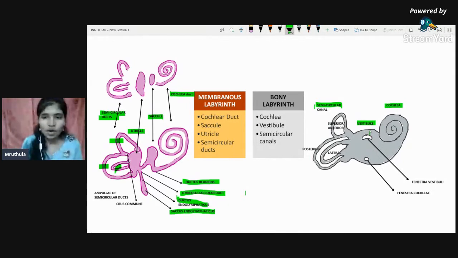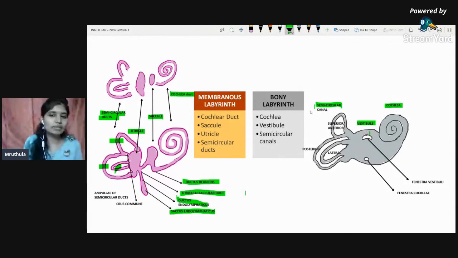On the medial wall, we have 2 parts. It is particularly called a recess. What is a recess? A recess is like a cavity which holds something. We have an elliptical recess and a round or spherical recess. The elliptical recess carries the utricle, and the spherical recess carries the saccule. So we should know that. All right, so that's about the vestibule.